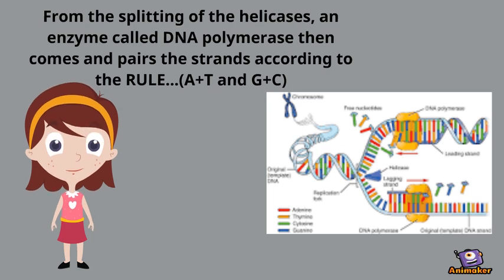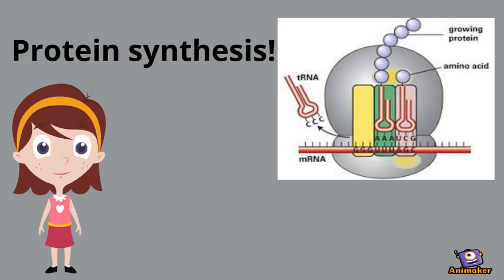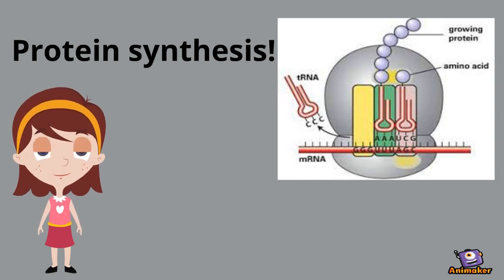Now let's talk about the replication of DNA. The replication of DNA is the biological process of producing two identical replicas of DNA from one original DNA molecule. There are three steps in the replication of DNA: initiation, elongation, and termination.